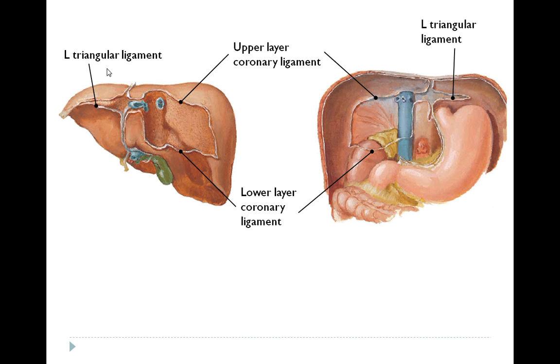The two layers of the coronary ligament are widely separated, and in between them we have the bare area of the liver.